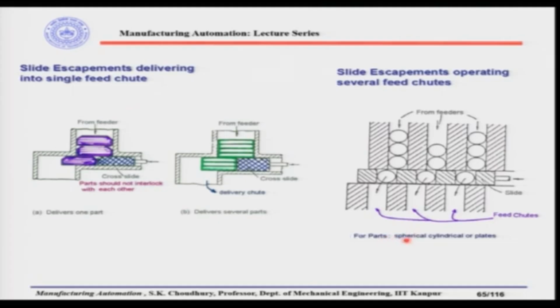This kind of escapement can be used for spherical, cylindrical or plate parts, for example. So, again let me remind you why this is called the escapement: when all the parts are coming together from the feeders, they cannot go directly to the machine, because the machine cannot take all of them together.